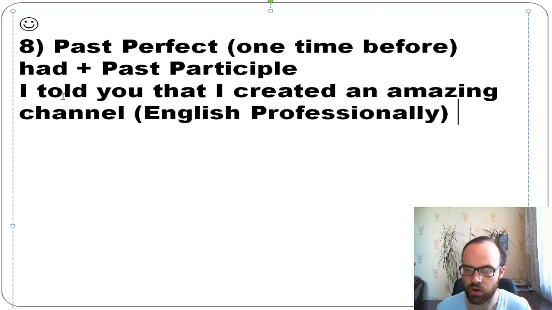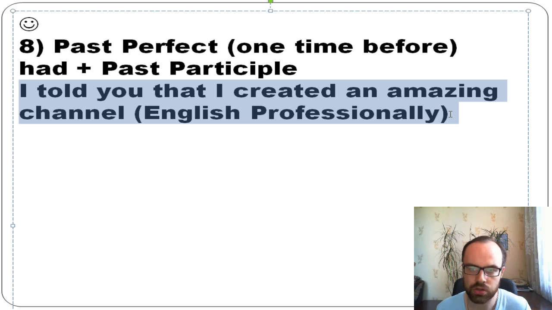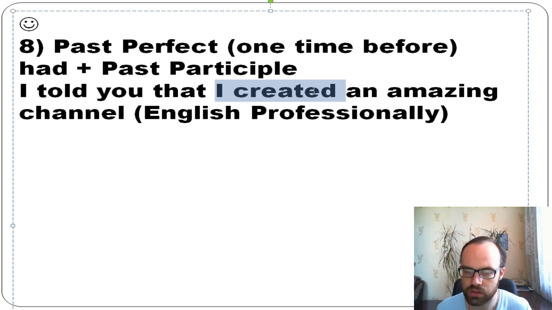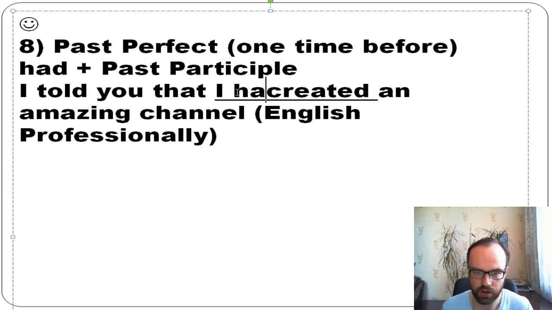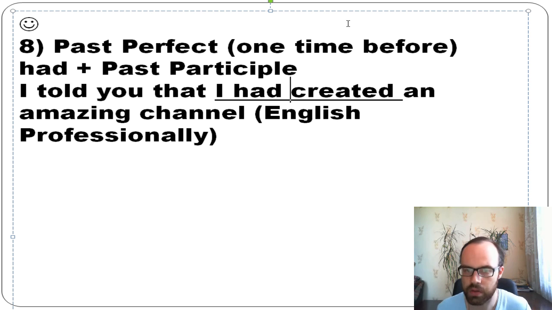So is that right or wrong? So maybe there is a mistake in the sentence. Who knows? Who can correct this mistake? Right, we need to use past perfect here. Why? Because I told you it's in the past, right? But there is one action which happened before this action. So you need to use past perfect. Had plus past participle. I told you that I had created an amazing channel, English Professionally.